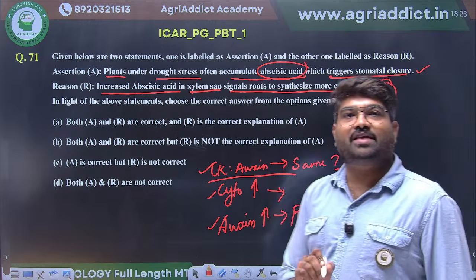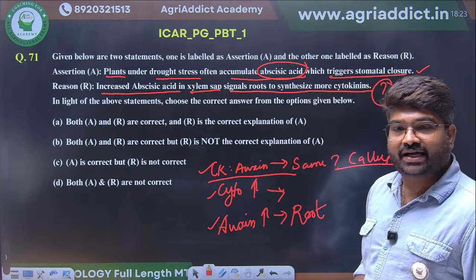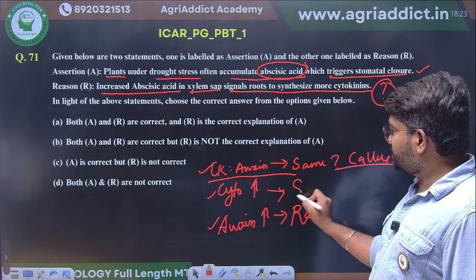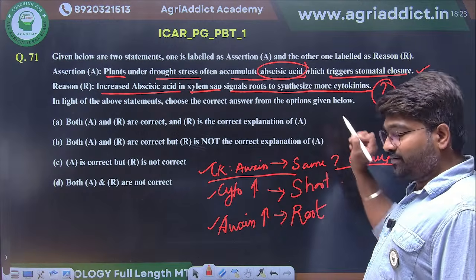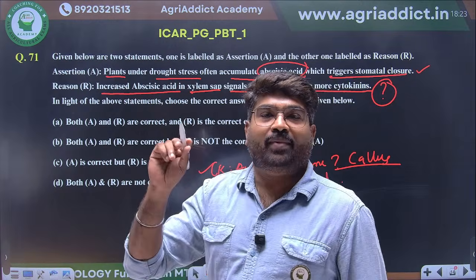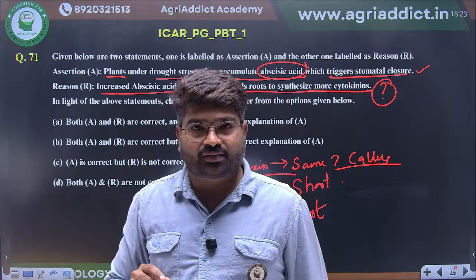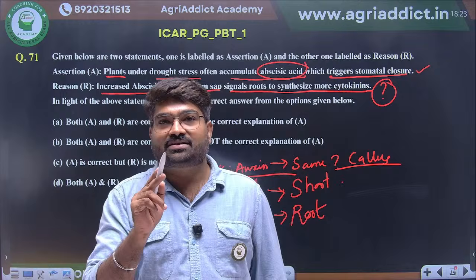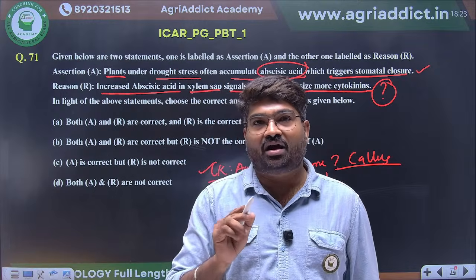High cytokinin means what? Cytokinin means shoot. High auxin means root. Excellent. So here shoot will form. If a plant is under stress condition, I already told this concept also, the root growth will be enhanced, but shoot growth can be arrested or restricted.